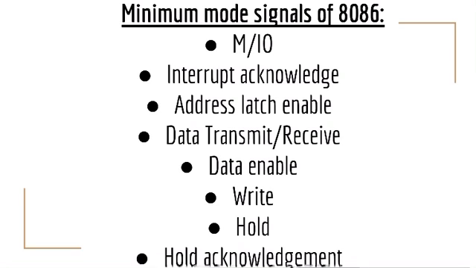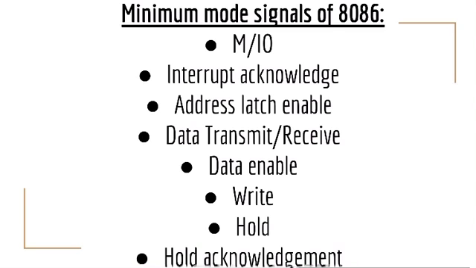Next we have interrupt acknowledge. This interrupt acknowledge signal is a response to the INTR input signal. It is normally used to get the interrupt vector number onto the data bus in response to an interrupt request. Next we have address latch enable. This output signal indicates the availability of a valid address on the address or data bus and is connected to the latch enable input of the latches.